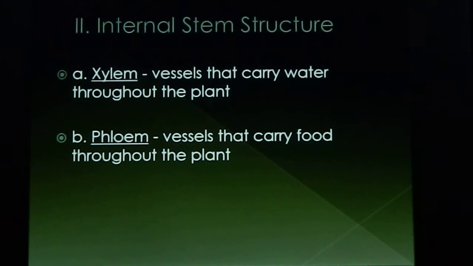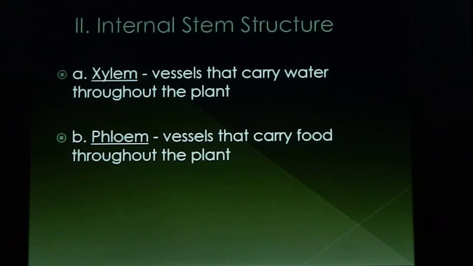Internally, these stems have two different types of vessels. This is the vascular tissue we talked about. And the xylem carries water throughout the plant. All right. So the water and minerals and nutrients are carried by the xylem. And then the phloem are the vessels that carry the food throughout the plant.